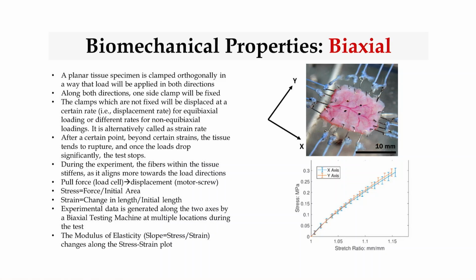That's the only difference. Whatever I did for the uniaxial test, I am going to repeat that for both the directions. Next, experimental data is generated along the two axes by a biaxial testing machine. So a biaxial testing machine is usually there. They're typically very expensive machines.